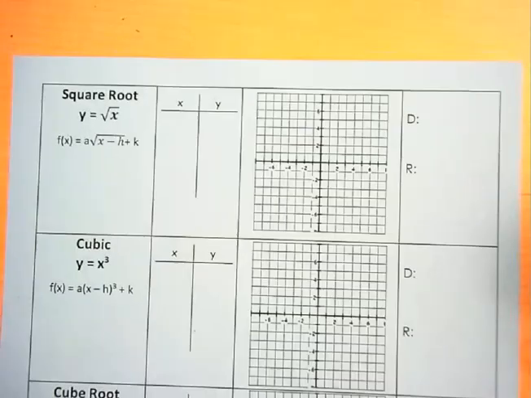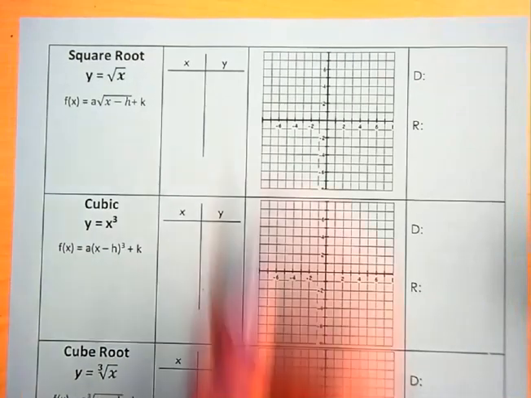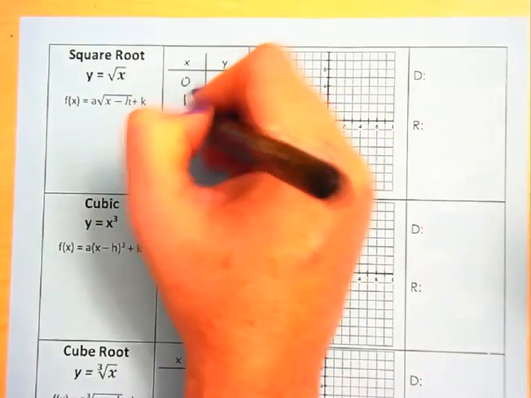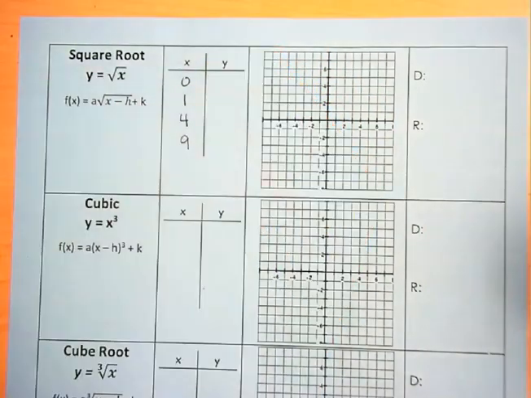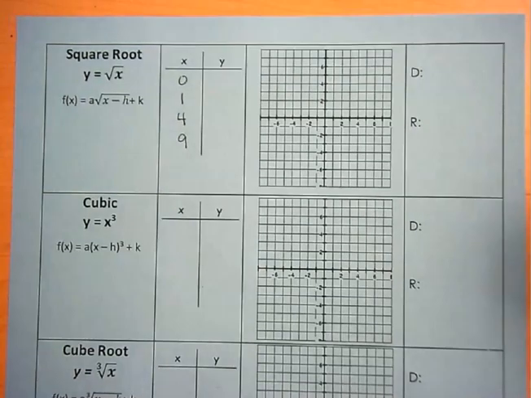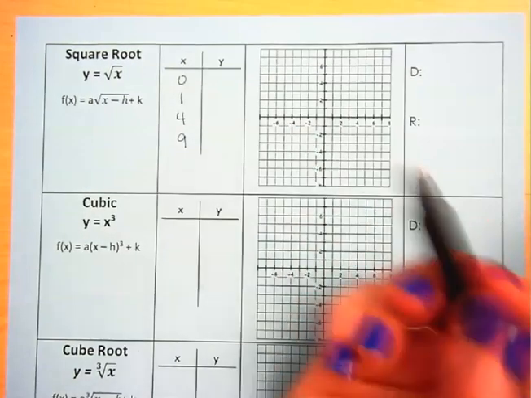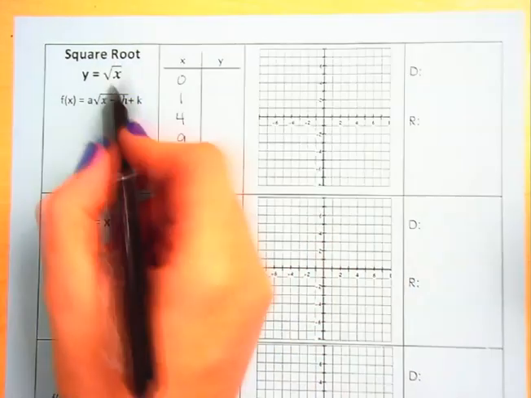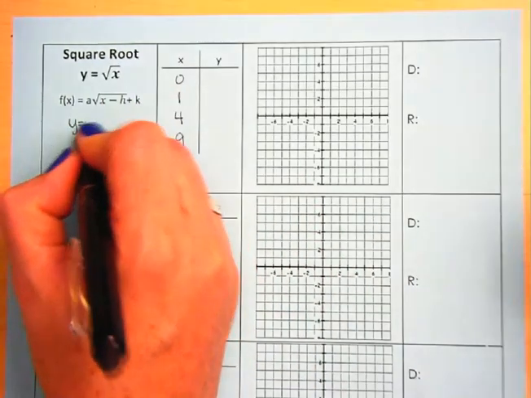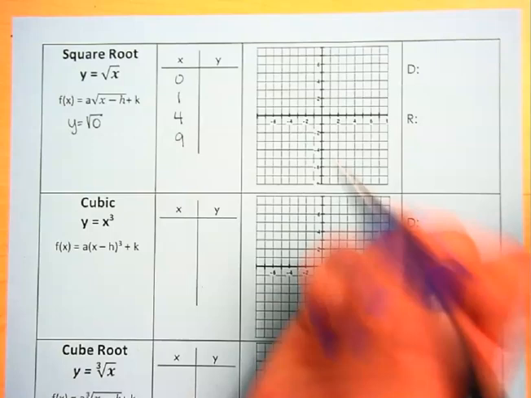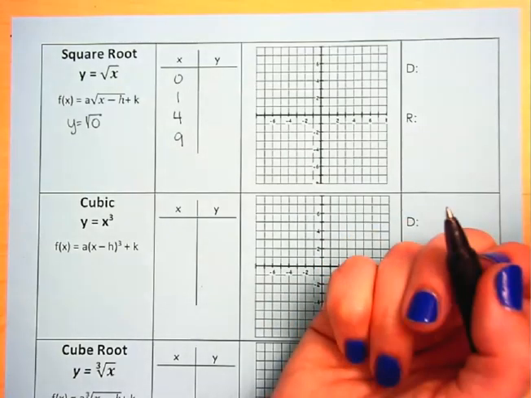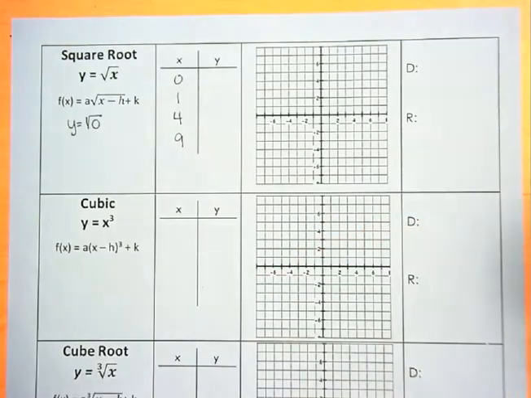Okay, on the back, we're going to start with the square roots. And the x values that I want to use here are 0, 1, 4, and 9. What's special about these x values is they're all perfect squares. So when I go to plug them in for x, they will give me an integer value when I take the square root. So it just makes pretty points for graphing.